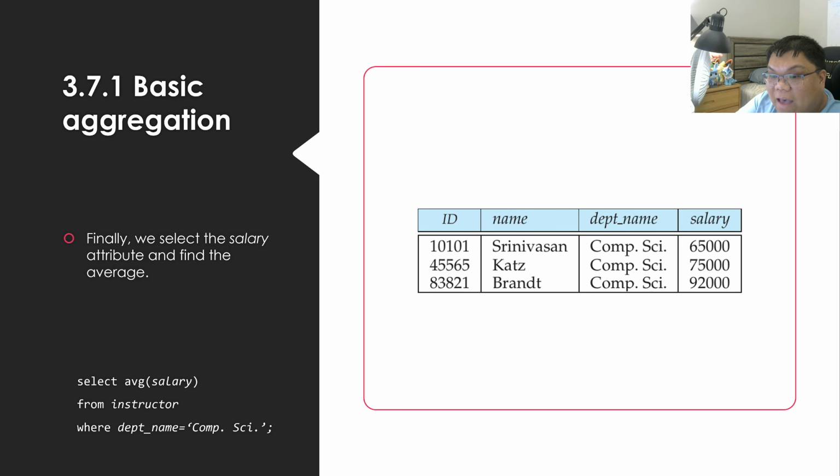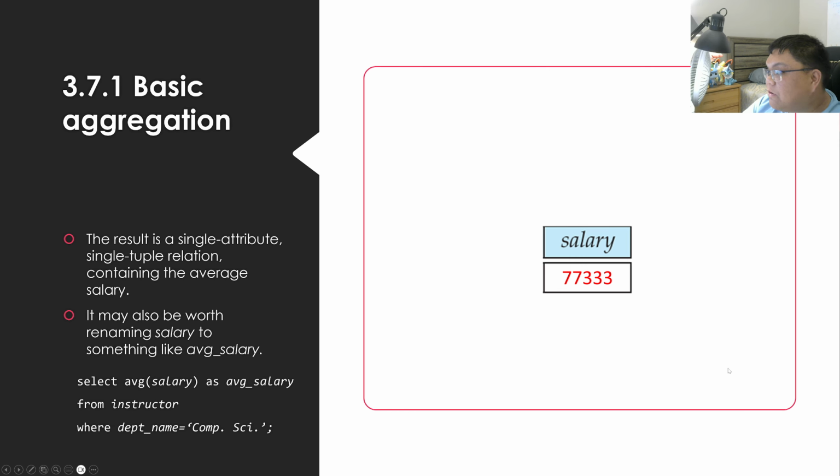Now that we have this table, we can now apply the select clause, select the attribute salary, and then find the average of that. So what's the average of 65,000, 75,000, and 92,000? That's 73,333.